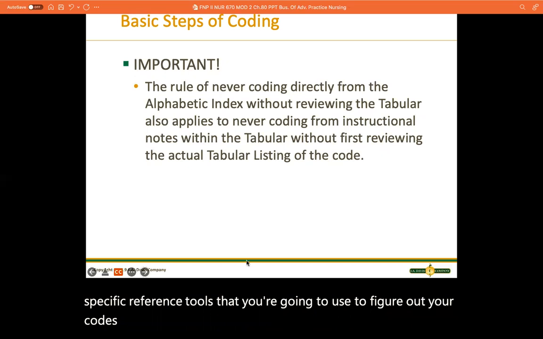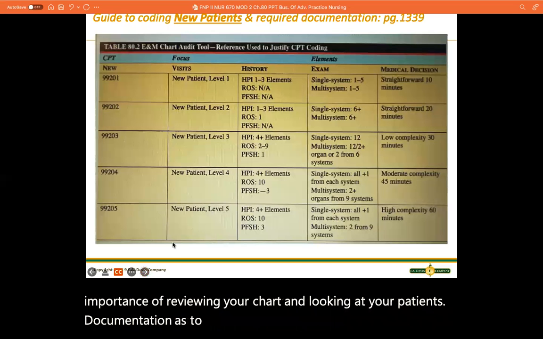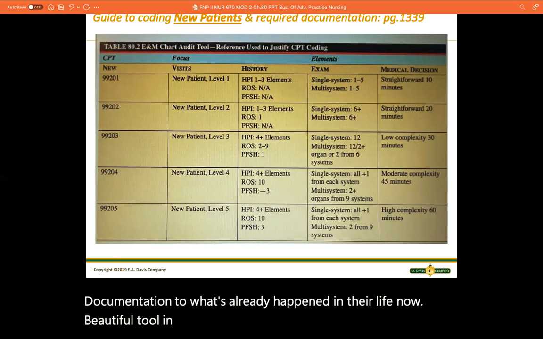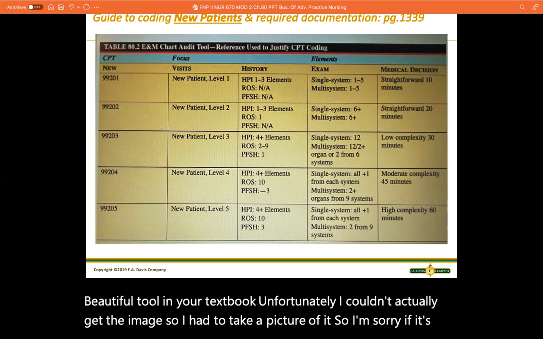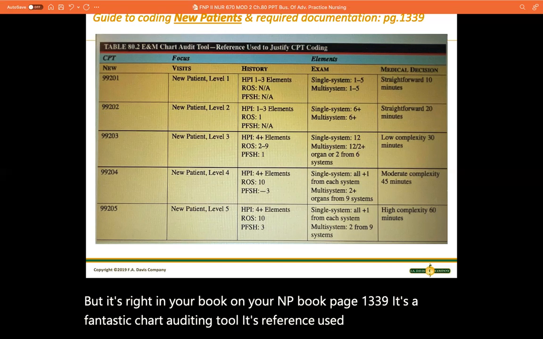Okay, the important thing is just understanding the importance of reviewing your chart and looking at your patient's documentation as to what's already happened in their life. Now, a beautiful tool in your textbook. Unfortunately, I couldn't actually get the image, so I had to take a picture of it, so I'm sorry if it's a little blurry, but it's right in your NP book, page 1339. It's a fantastic chart auditing tool. It's a reference used to justify CPT coding.